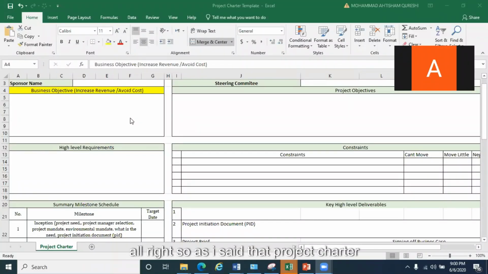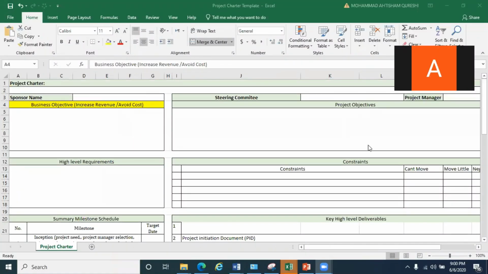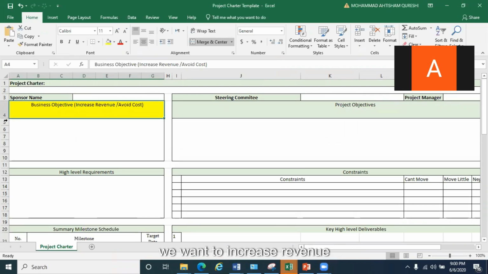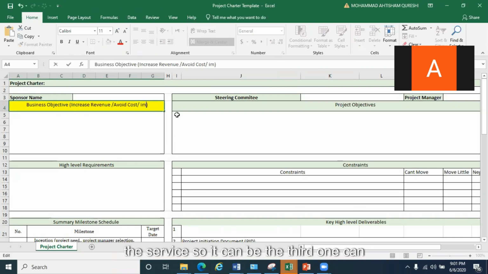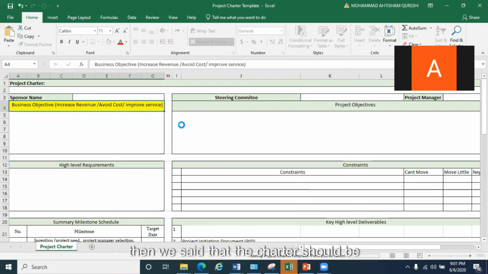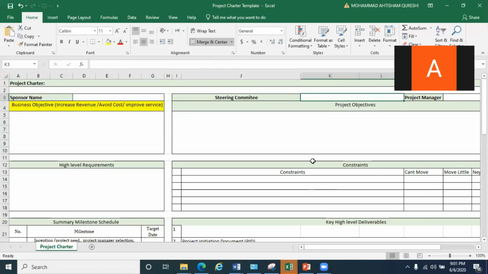All right. So as I said, that project charter has various sections. We should have a business objective in the charter, and that objective can be either we want to increase revenue or avoid cost, cost saving, or we want to improve the service. So the third one can be improve service. Then we said that the charter should have the sponsor name, steering committee name, and project manager. These are normal things, right? This should be there.